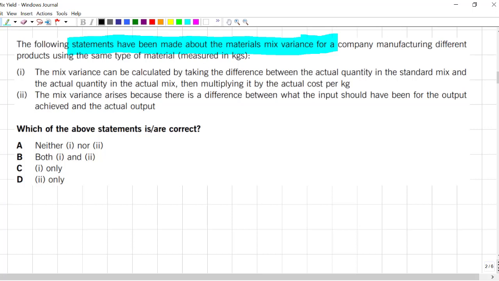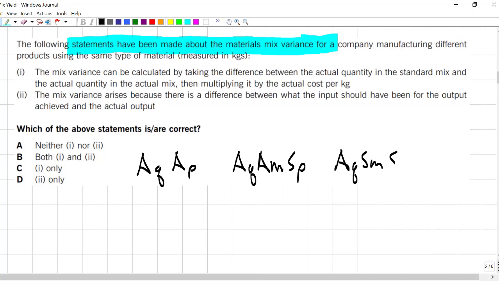So I'm going to throw down the formula. Actual quantity, actual price. That's the first variable I need. That's just the actual spend on materials. Then I'll do actual quantity, actual mix, standard price. Then I'll go actual quantity, standard mix, standard price. And then I'll go standard quantity, standard price. This is really the flexed budget.